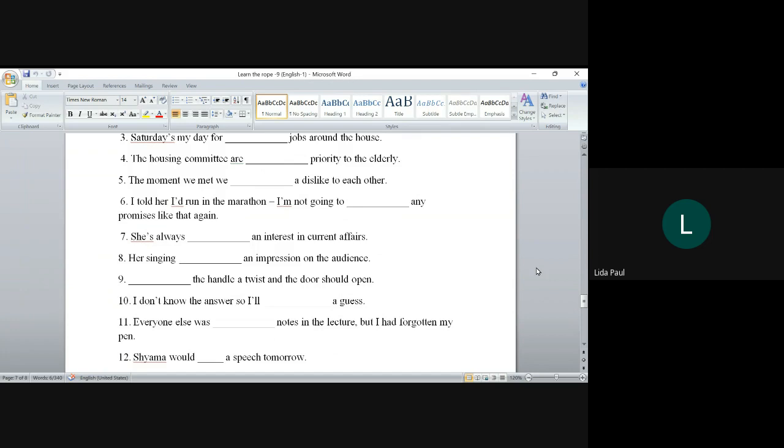I don't know the answer, 10th one. I don't know the answer. So I'll dash a guess. Make a guess. Correct. The right expression is make a guess, not give a guess or take a guess or anything. It's make a guess. I'll make a guess.